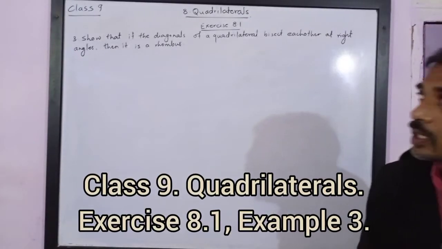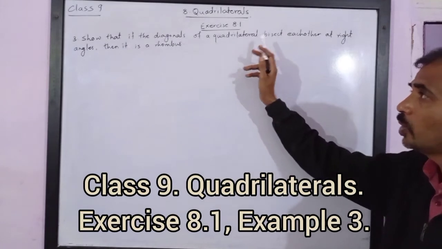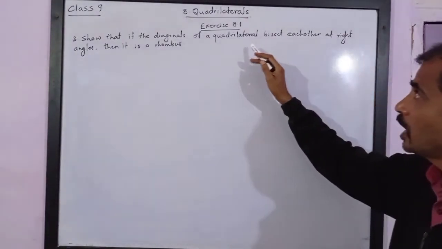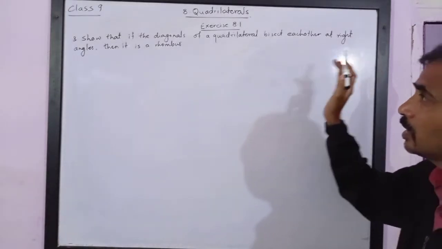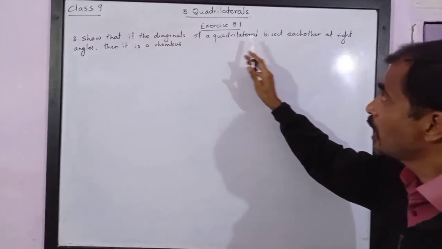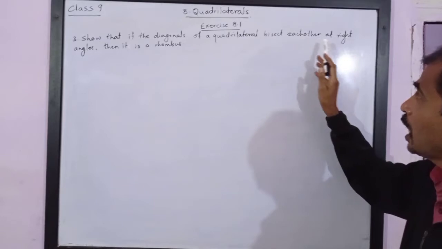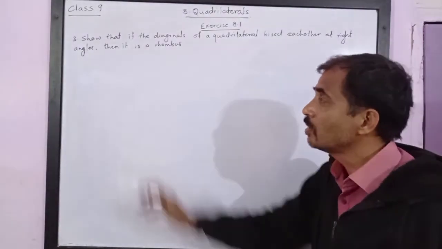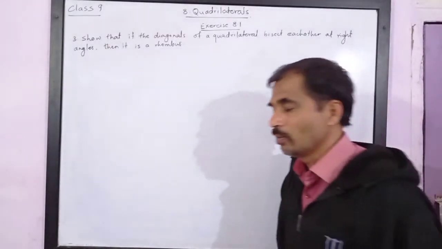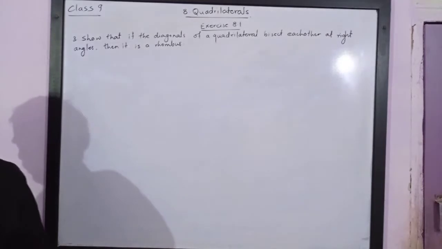Dear friends, in class 9 we are studying the 8th chapter, Quadrilaterals, and in exercise 8.1 we have the third question. Show that if the diagonals of a quadrilateral bisect each other at right angles, then it is a rhombus. So we are given that the diagonals of the quadrilateral bisect each other, meaning they make two equal parts of each other, at right angles, and they are perpendicular to each other. Then we need to show that it is a rhombus. So let us try to understand what the question means.